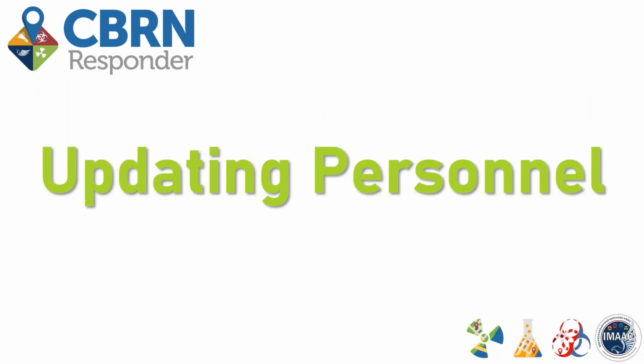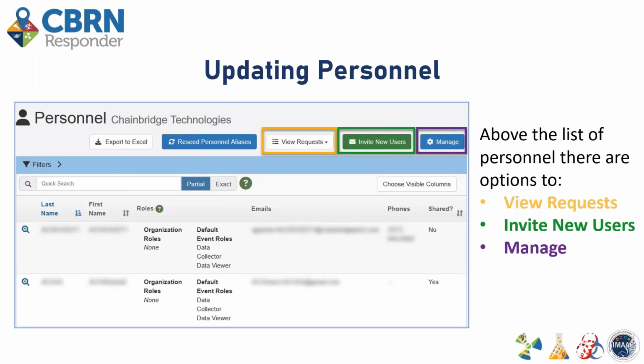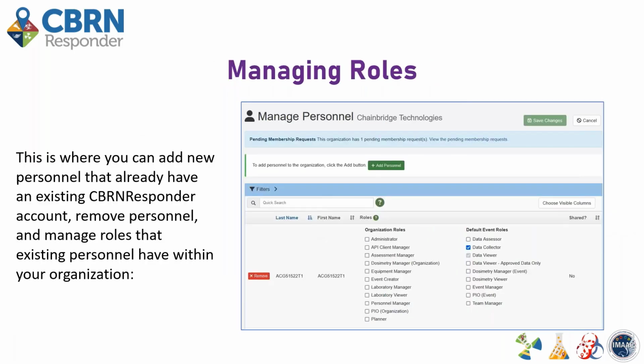First, we'll talk about updating personnel. From your organization space, you'll want to expand the configuration menu and select personnel. And here is where you're going to see all of the people in your organization. There are some options at the top. If there are any requests of people looking to join your organization, you can select that button. If you need to invite new users that don't have a CBRNResponder account to join, you can use that green invite button, or you can select that blue manage button to manage your current personnel list.